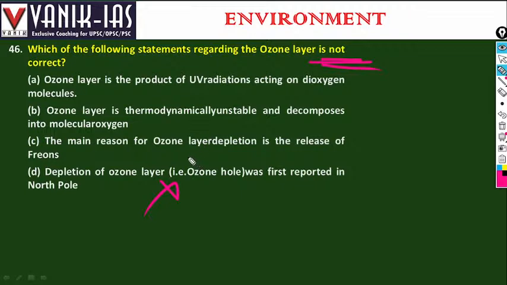D is wrong. And the reason for ozone layer depletion, the release of freons or chlorofluorocarbons or hydrochlorofluorocarbons, that is the reason for ozone depletion. Ozone layer is thermodynamically unstable and decomposed into molecular oxygen, yes. And ozone layer is produced by UV radiations, product of UV radiation acting on dioxygen molecules. So D is the answer.